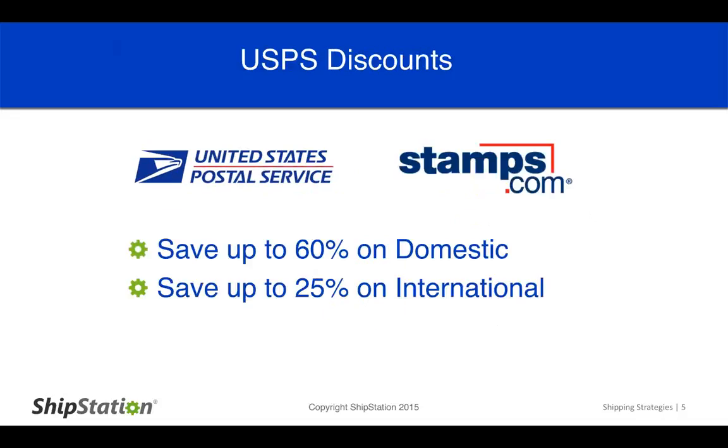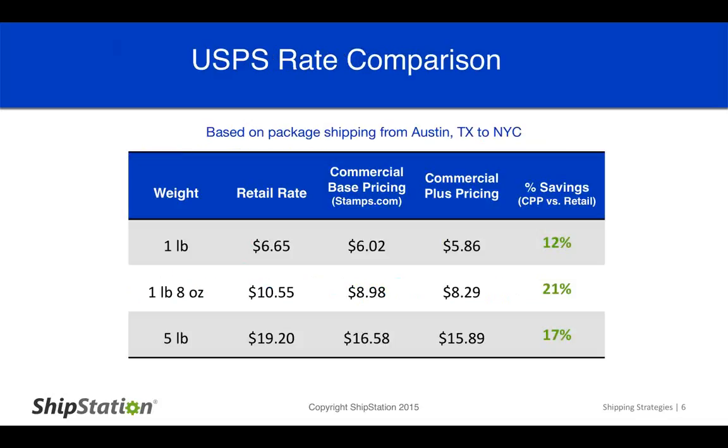USPS is the easiest carrier to get discounts with. You can save up to 60% on domestic shipments and up to 25% off of international shipments just by creating an online USPS provider account through a service like stamps.com. Let's take a look at an example package.